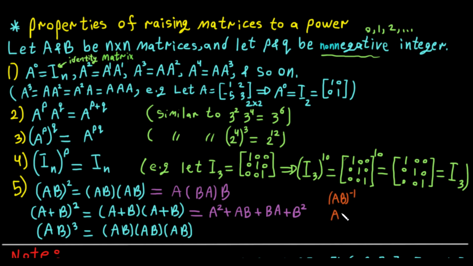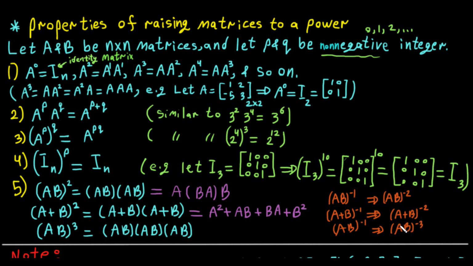So here A plus B has to exist. Then we can find A plus B to power minus 2, for example, or 3 or anything. And the same thing here, so we can find AB to power minus 2, and of course AB to power minus 3. So if the inverse of AB exists, we can find AB to power minus 3.